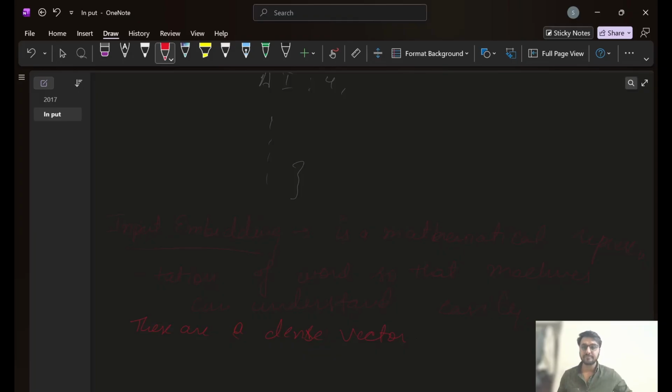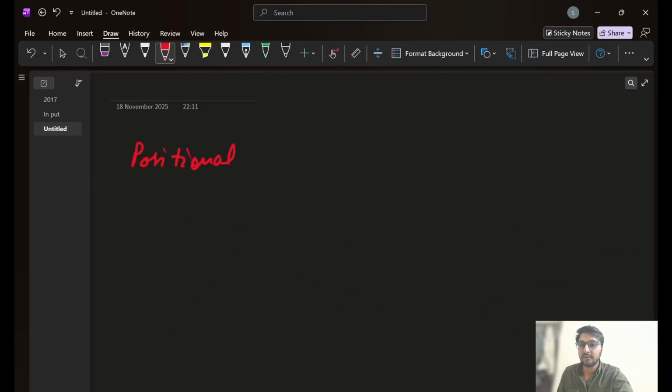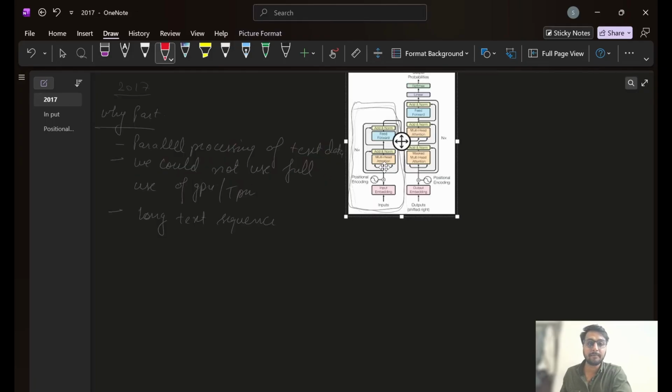Okay, now let's move ahead. Then we have positional embeddings. Why is this in the transformer architecture? Why this?